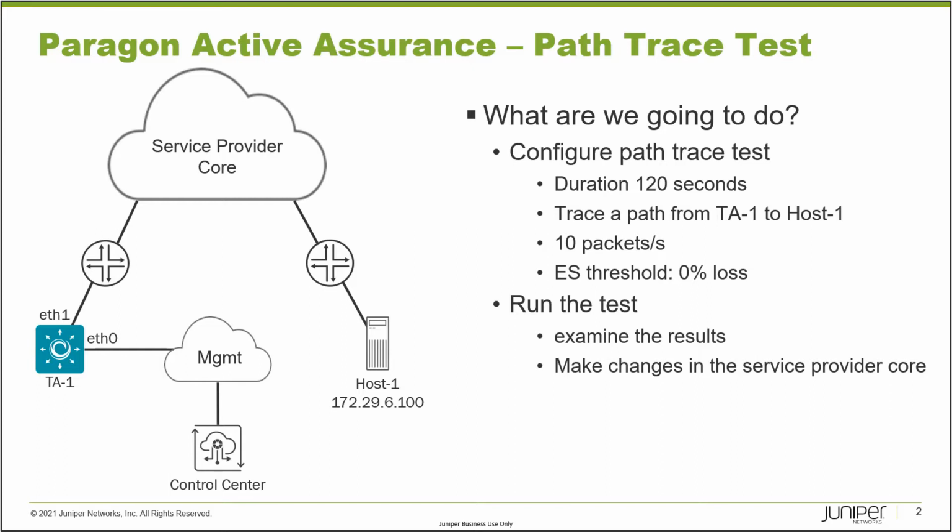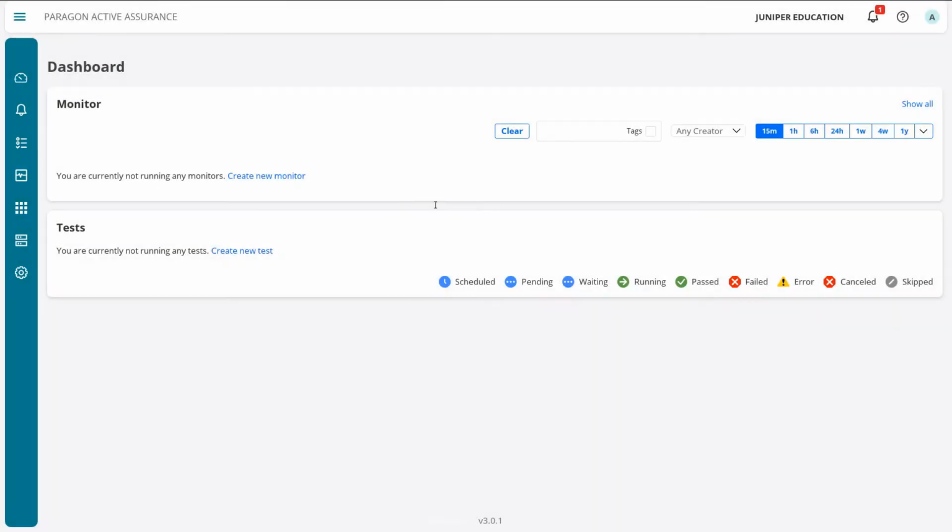All right, so with that, what do we want to do? We need to configure a path trace test, and we're going to have a duration of 120 seconds. And then we want to trace a path from TA1 to host 1. We're going to use 10 packets per second, and we're going to have an erred second threshold of 0% loss. And then we'll run the test, examine the results, and make changes in the service provider core to see what happens when we do that. So with that being said, let's go ahead and jump to the web interface for the control center and get this going.